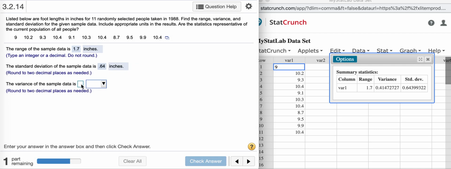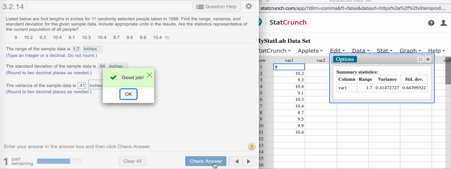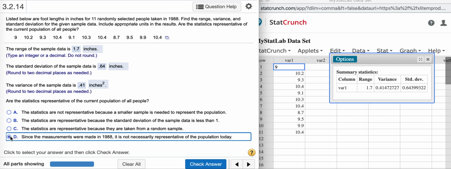The variance, remember, is the square of the standard deviation. So the variance to 2 decimal places is 0.41, but since it's the square of this, it would also be in inches squared. So are the statistics representative of the current population of all people? Well, since this was a sample from 1988, it is not necessarily representative of the people today. That was many, many years ago.